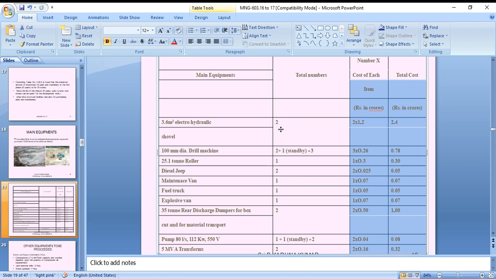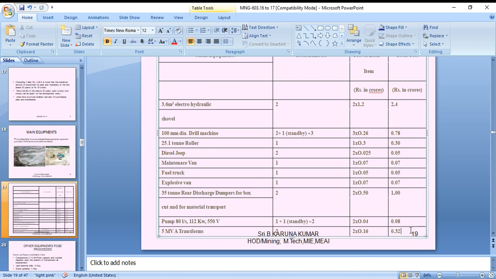A 100 mm drill is required, three numbers, one standby, two required. 25 ton rollers, one is required. Jeep, two are required. Maintenance van, one is required. Fuel truck, one is required. Explosive van, one is required. 35 ton rear discharge dumpers, two are required. The pump, 1+1 standby, two are required. And also 5 MVA transformer, two are required. So this is the general list. Compared with the market rate today, we can calculate how much investment is required.